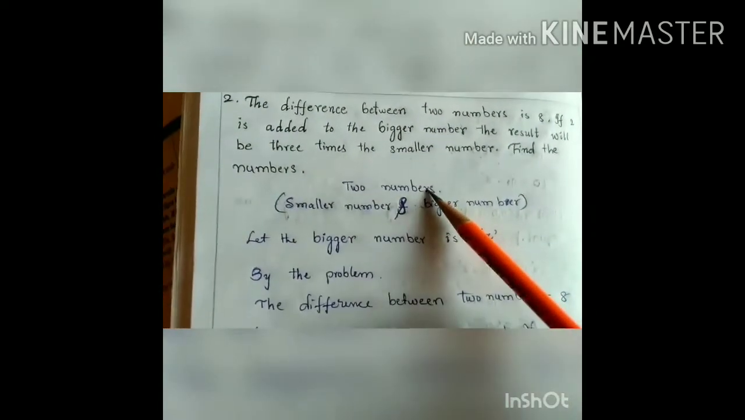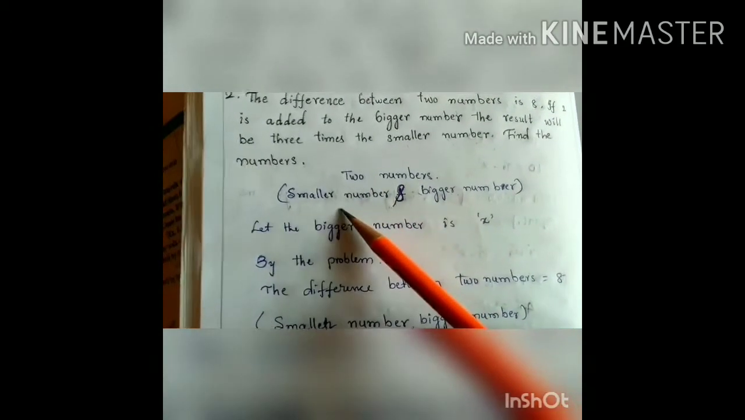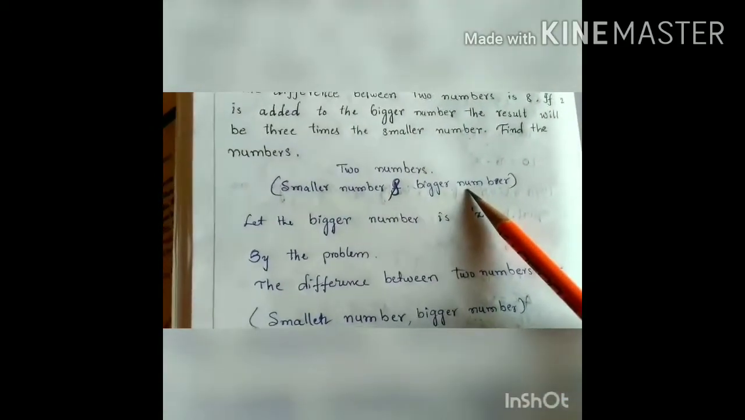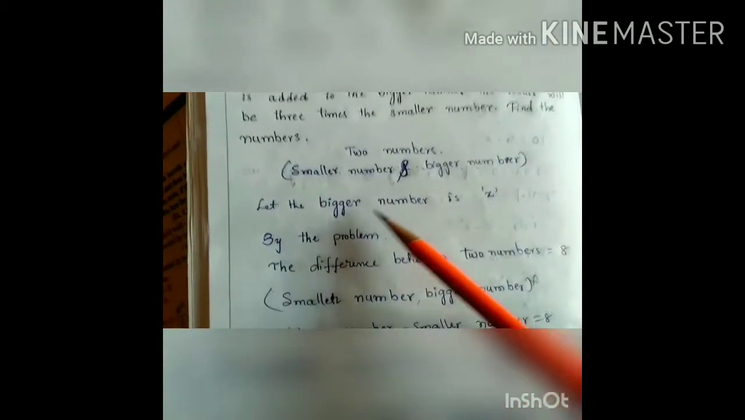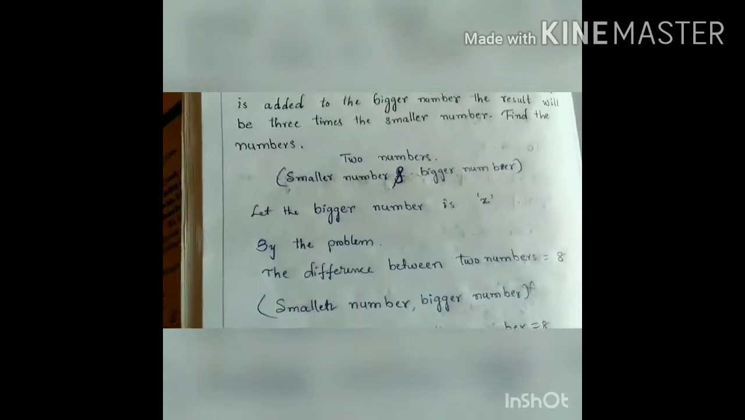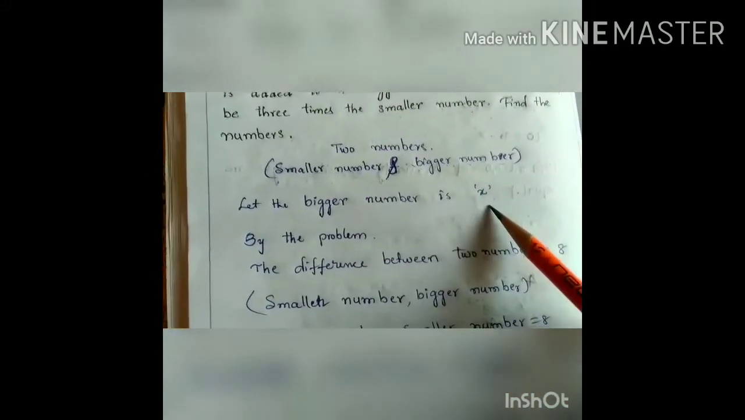So here, two numbers means I have to take the smaller number and the bigger number. Let the bigger number be x.